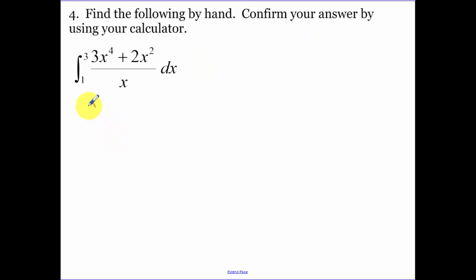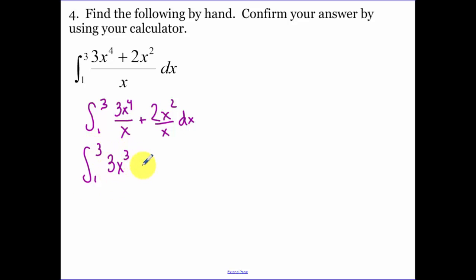Okay, so integral from 1 to 3. Again, there's no quotient rule, so I have to separate that out into 3x to the 4th over x plus 2x squared over x dx. So from 1 to 3 of 3x to the 3rd plus 2x dx. Now I take my integral, and we have 3/4 x to the 4th plus x squared, evaluating from 1 to 3.